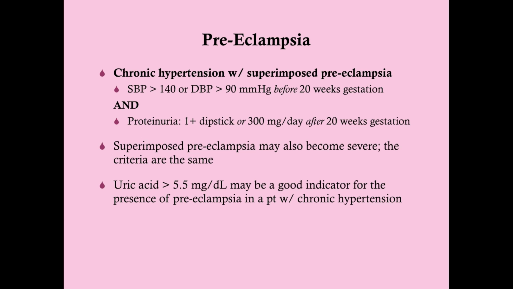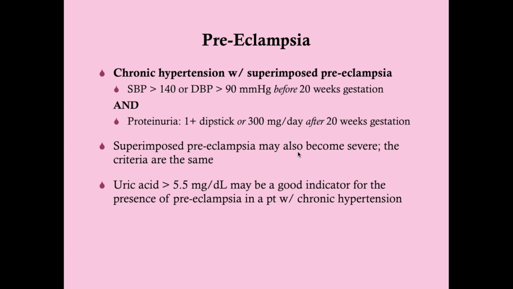So then there's this other category, which is chronic hypertension with superimposed preeclampsia. And all this is a diagnosis of chronic hypertension, which is where you have hypertension before 20 weeks gestation, and then later on you develop preeclampsia, meaning you have this proteinuria, which is present after 20 weeks. Okay, if you have chronic hypertension and then you develop preeclampsia, that's called chronic hypertension with superimposed preeclampsia.